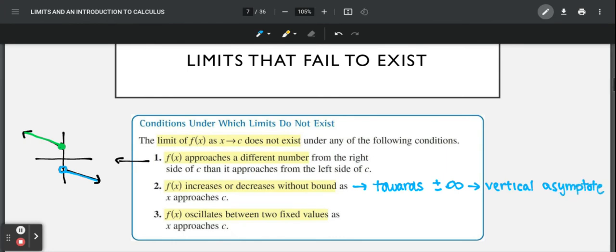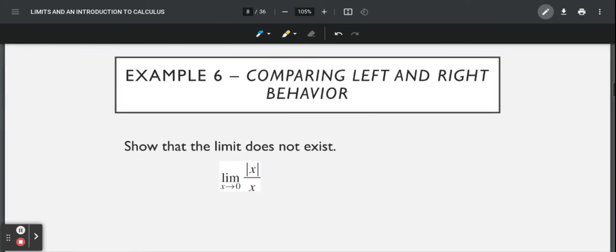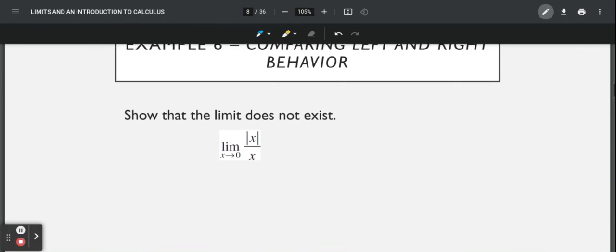And then the last way that it could potentially not exist is if your function oscillates between two fixed values. We're going to actually look at a graph of all three of these, but this oscillating one is kind of interesting. So first one, let's compare left and right hand behavior. This first example says show that the limit does not exist.